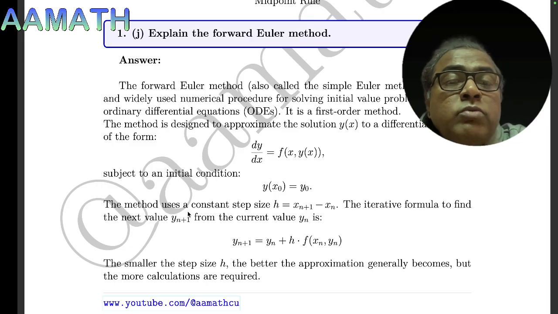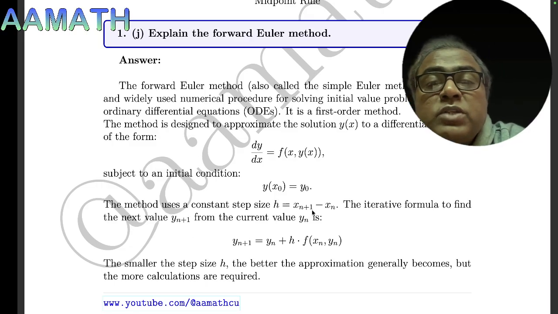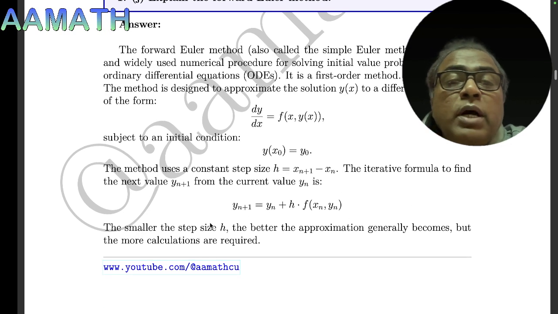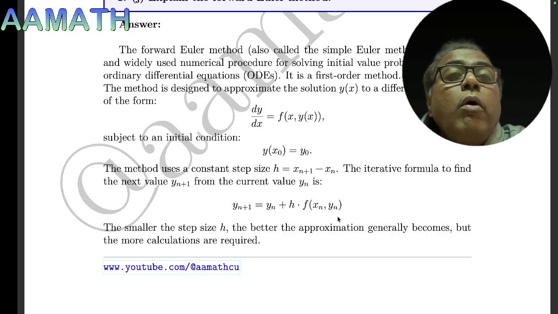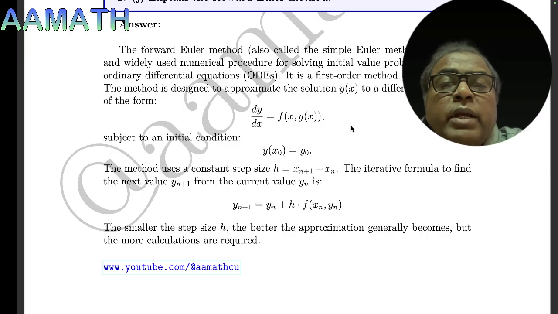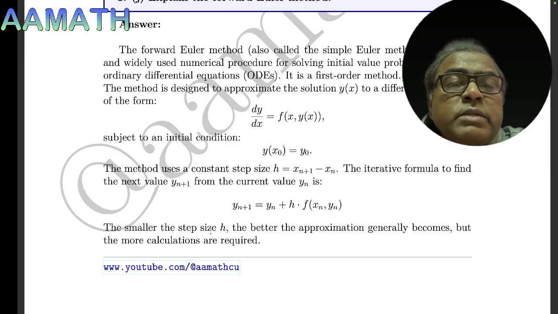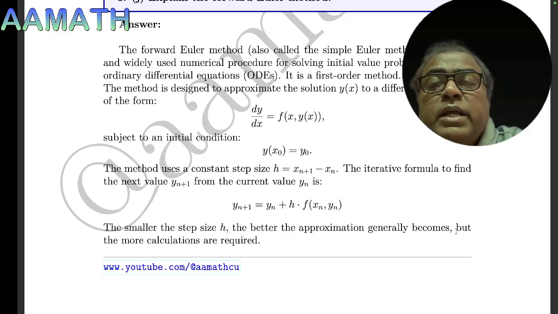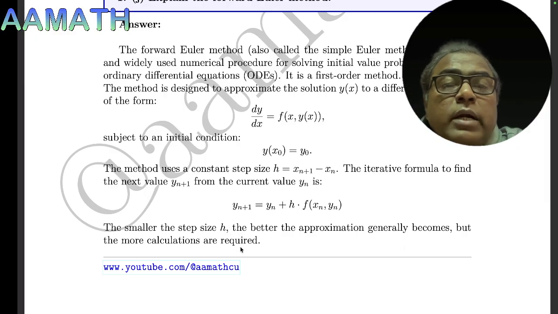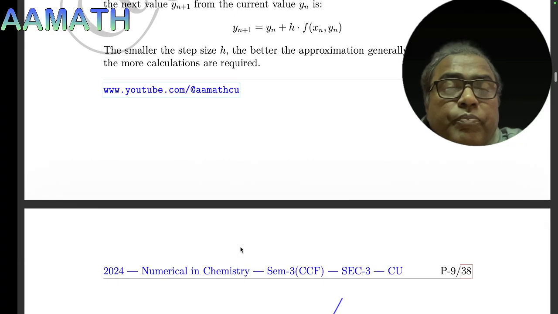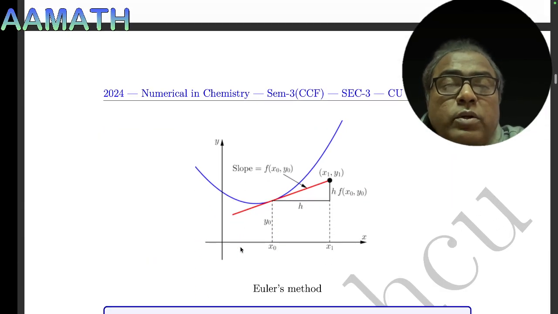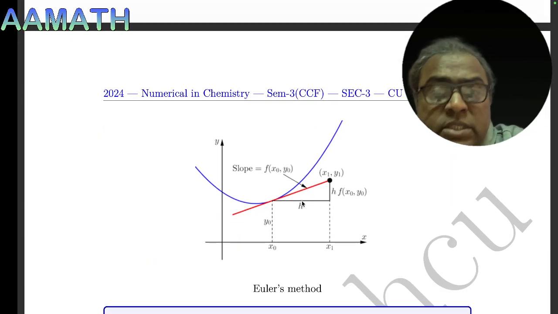This method uses a constant step length h, that is xn+1 minus xn. The iterative formula is yn+1 = yn + h f(xn, yn), and this is the formula for the Euler method, obtained by expanding f(x, y) with the Taylor series. The smaller the step size h, the better the approximation generally becomes, but the more calculations are required. And this is Euler's method, and this is the geometrical interpretation of Euler's method.